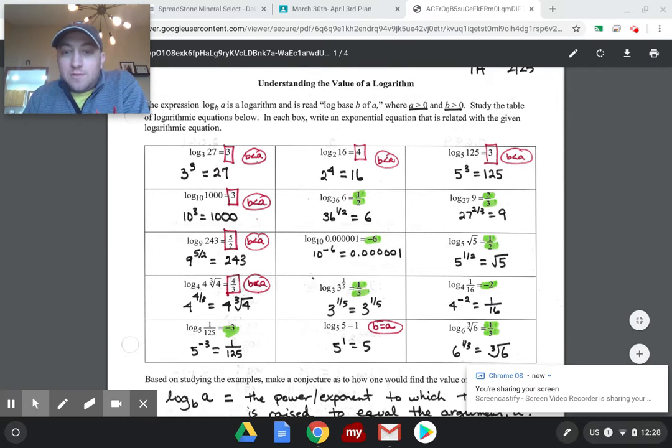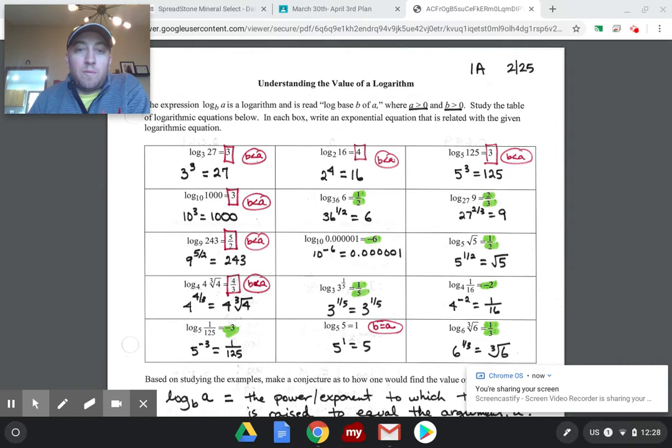So this first section right here is to get a good idea of being able to go from a logarithm to an exponential equation. They're tied pretty closely hand in hand. You should be able to take an exponential equation and rewrite it as a logarithm, and take a logarithm and rewrite it as an exponential equation. All of these examples are going from logarithms to your exponential equation.